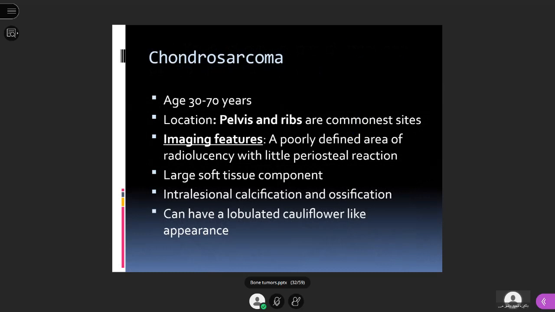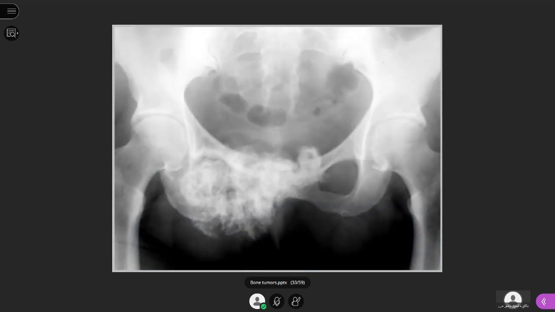Okay, chondrosarcoma. Majority of the patients will be from 30 to 70 years. Pelvis and ribs are the commonest locations. The imaging features include a poorly defined area of radiolucency with a little periosteal reaction but a large soft tissue component. So any irregular bony lesion arising from the pelvis with a large soft tissue component, and if the lesion is destructive, and the patient is from 30 to 70 years, then probably you are dealing with a chondrosarcoma, right?